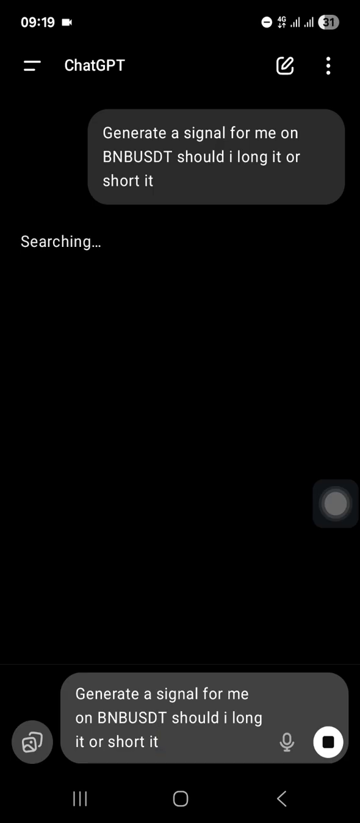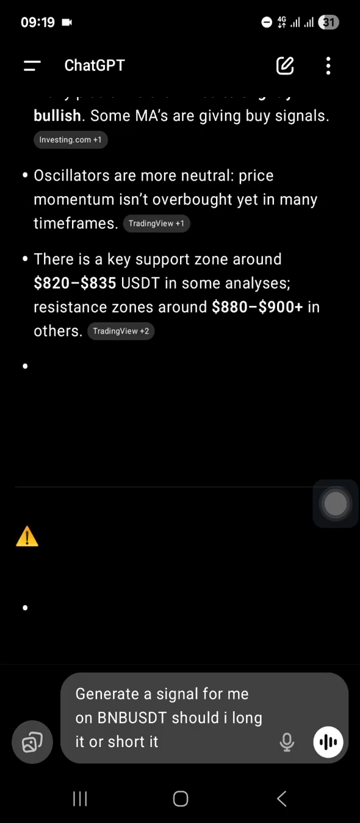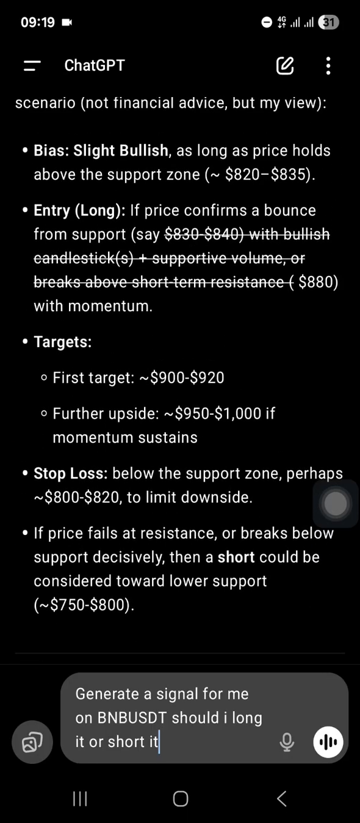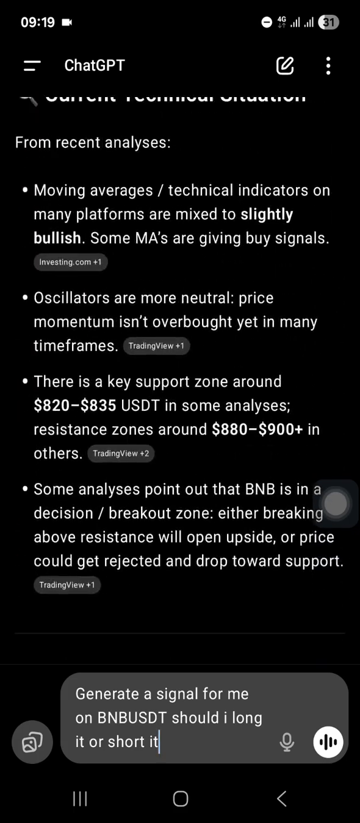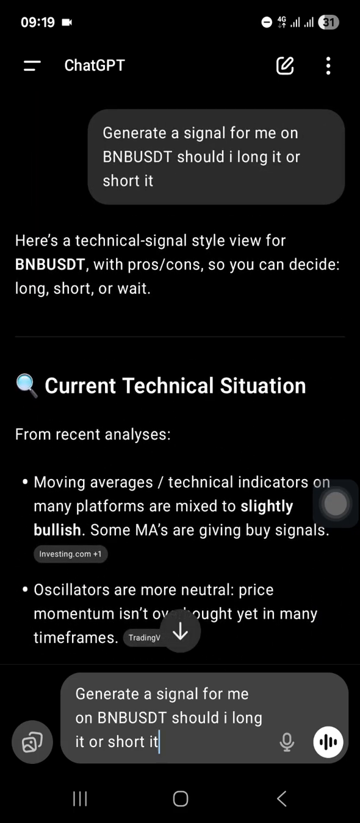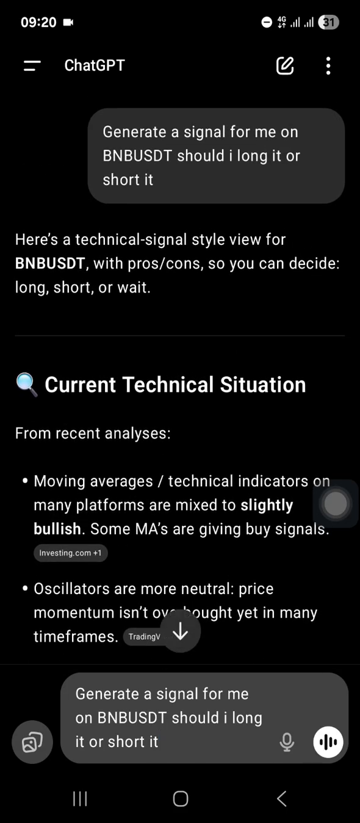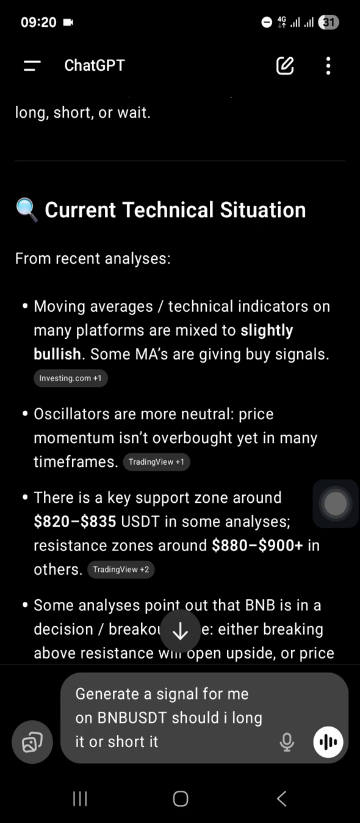I mean, amazing. I didn't know AI could be this, and we are in the world of AI, so you just have to maximize it. So it's telling me so many things, and you can see here, giving me my support, my everything. Let's see what ChatGPT has to say. It said, here is a technical signal style view of BNB USDT with pros and cons. So you can decide long, short, or wait. He's just going to tell you what's going to happen, but you decide to long or short or wait.